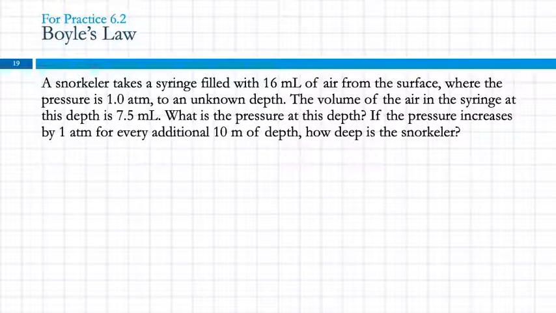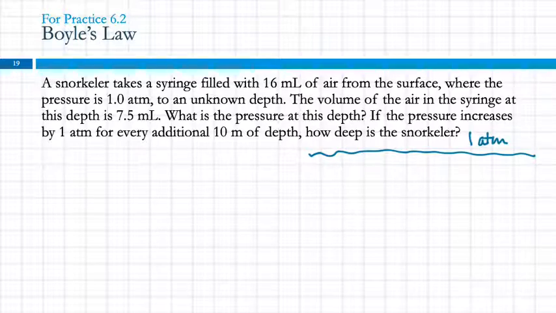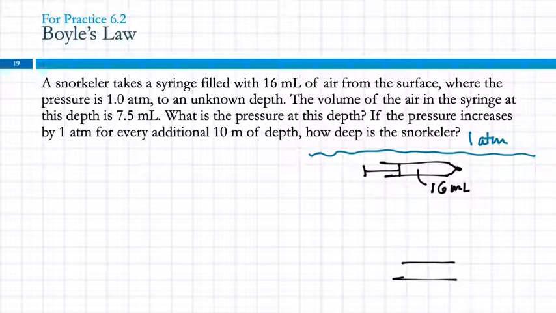So let's draw a picture. We're diving, we're snorkeling. There's the surface of the water, and up here the pressure is 1 atmosphere. And there's a syringe. Now, the needle would not be on this, it would be capped off. So there's a syringe with some air in it, and we're told that this has a volume of 16 milliliters. I'm not even going to try to draw the snorkeler. I'm just going to stick with the syringe, because that's ugly enough.